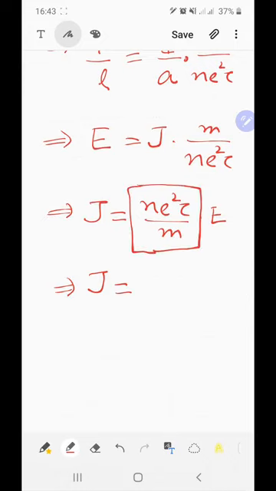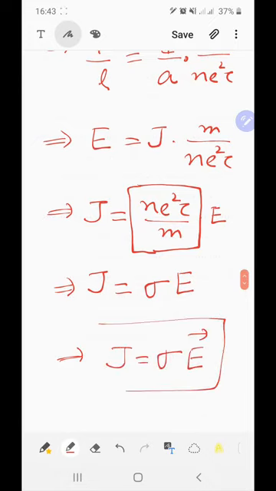At the very outset I told you this is equal to sigma. So sigma into E. So finally we get J is equal to sigma E. Hence, we see that the electric current density J is equal to the product of sigma, the electrical conductivity of the conductor, and the electric field intensity inside the conductor. So this is your proof of the microscopic form of Ohm's law. Thank you very much.